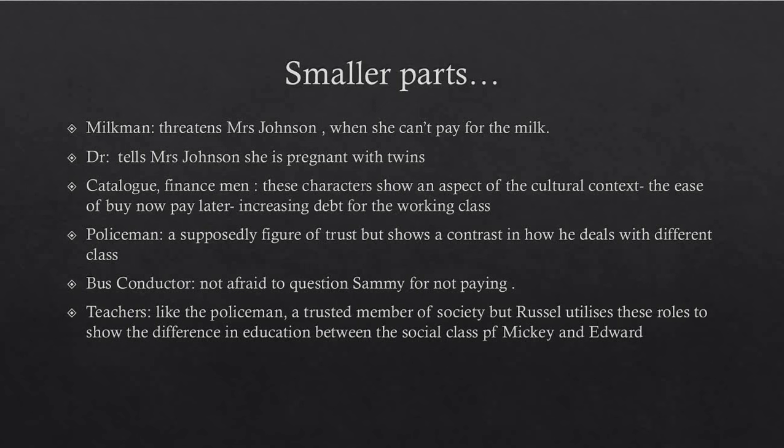The policeman, who's supposedly a figure of trust in society, shows a contrast in how he deals with different classes. Early on in Act 1, Mickey and Edward get into trouble. How the policeman deals with Mickey is very harsh, very sharp, very to the point. He talks down to Mrs. Johnson, yet when he visits Mrs. Lyons, he's impressed with the wealth. He says it's okay with Edward. It's just part of growing up, part of being a boy. However, it wasn't the same story with Mickey. So he's there to show the contrast of how people deal and how people relate with different classes.